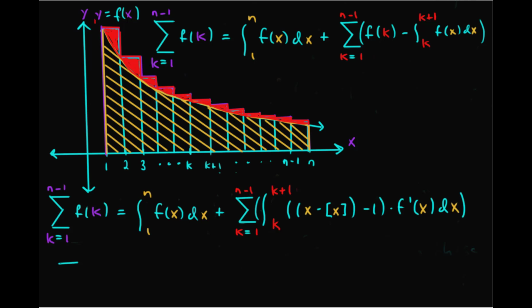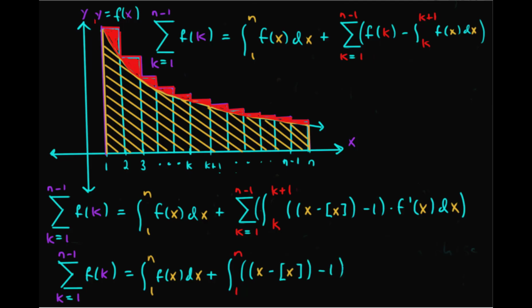So that means that the sum of all the values of f of k from k equals 1 to n minus 1 equals the integral from 1 to n of f of x dx plus, and now I'm going to sum all of these individual integrals together into one big integral. And here I have to be careful about the boundaries. This will be the integral from 1 to n minus 1 plus 1, right? Because each of the individual integrals is integrating from k to k plus 1. So when I substitute in n minus 1 for k, I get n minus 1 plus 1, but that just works out to n. So this is the integral from 1 to n of the expression x minus the floor of x minus 1 all times f prime of x dx.